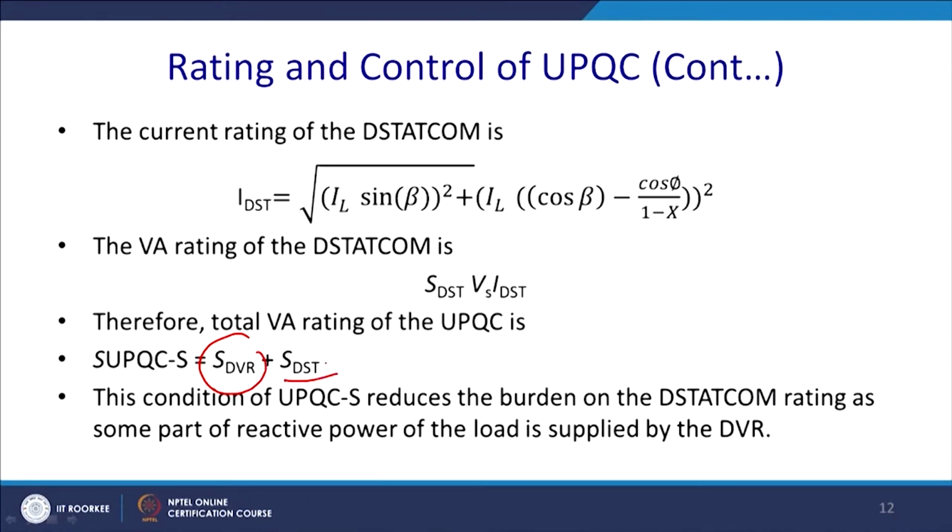This condition of the UPQC reduces the burden on the individual voltage source converters. In the UPQC-Q and UPQC-P modes, one of the converters is burdened more. Here the load is shared equally by both converters. This mode reduces the burden on the D-STATCOM rating, as some portion of the active power and some portion of the reactive power of the load is supplied by the DVR.